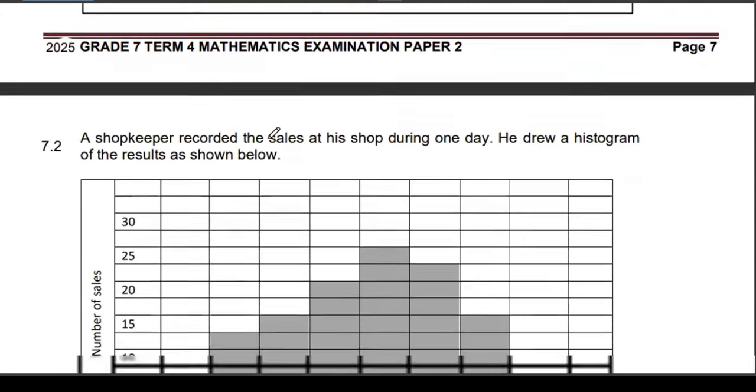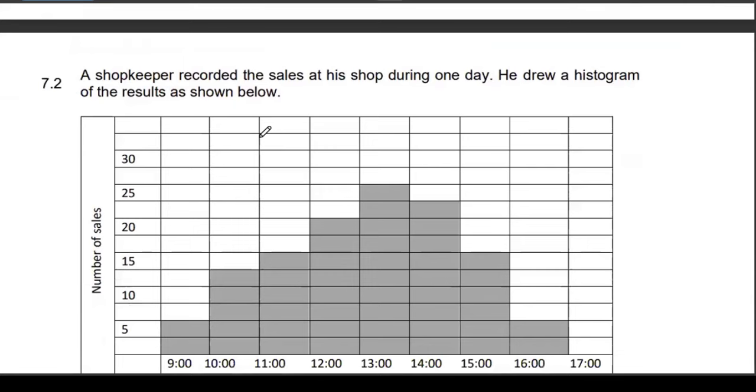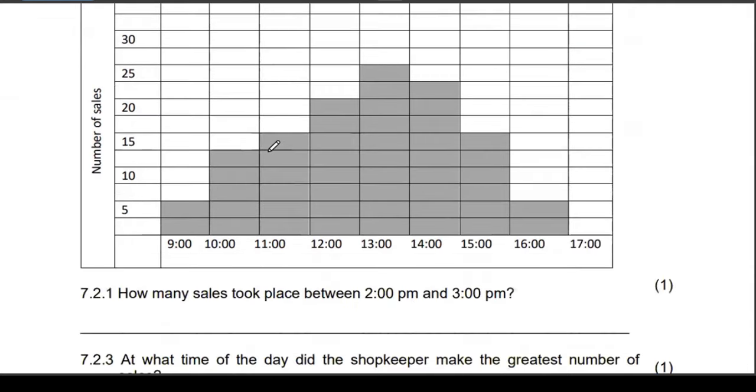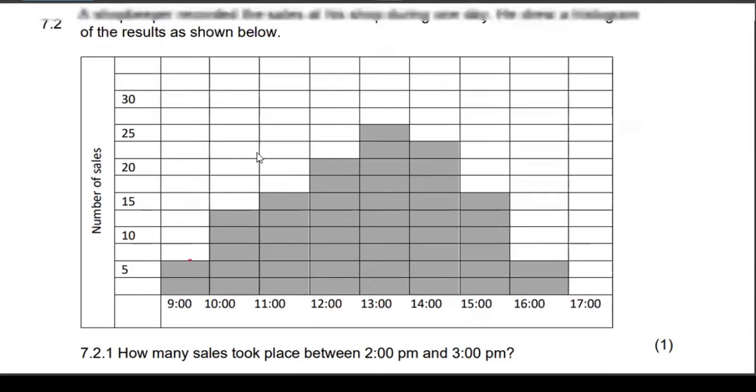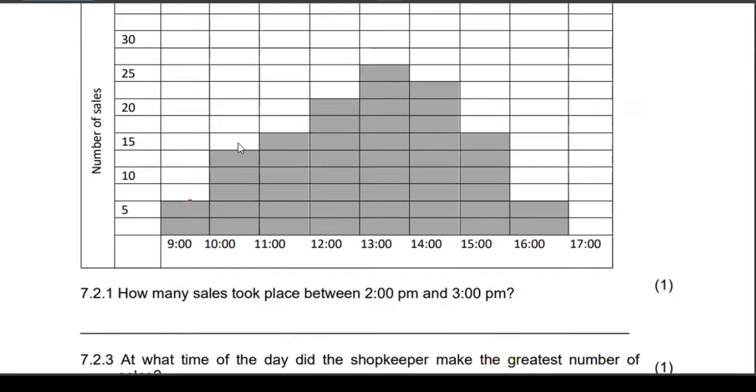Then 7.2, they're telling us that a shopkeeper recorded the sales at his shop during one day. He drew a histogram of the results as shown below. From 9 to 10, this guy made only 5 sales. Does this make sense? Let us make sense out of this.